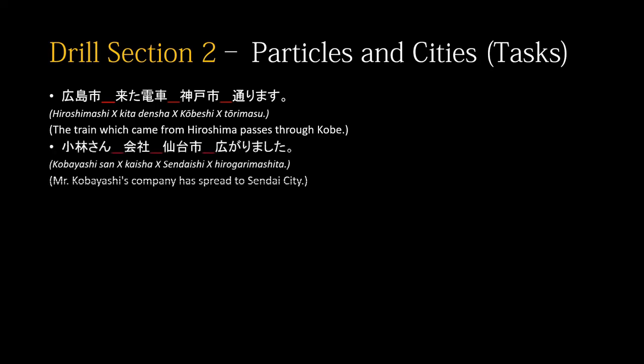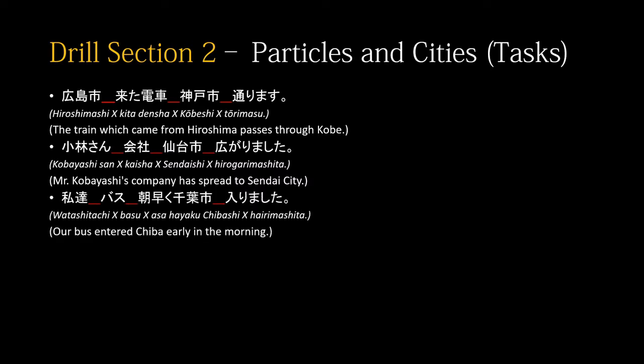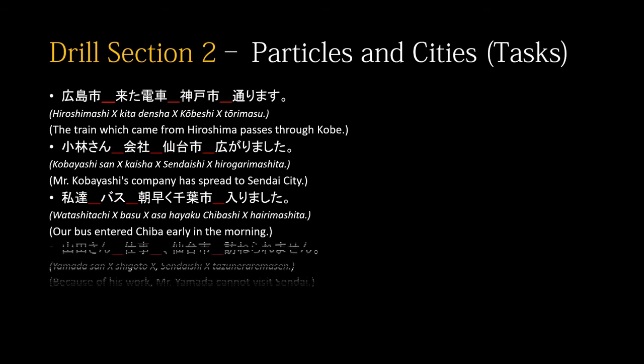And here is the second drill section of our sentences. Hiroshima-shi, empty, Kita-densha, empty, Kobe-shi, empty, torimasu. The train which came from Hiroshima passes through Kobe. Our second sentence, Kobayashi-san, empty, Kaisha, empty, Sendai-shi, empty, hirogari mashita. Mr. Kobayashi's company has spread to Sendai city. Our third sentence, Watashi tachi, empty, basu, empty, asa hayaku, Chiba-shi, empty, hairimashita. Our bus entered Chiba early in the morning.